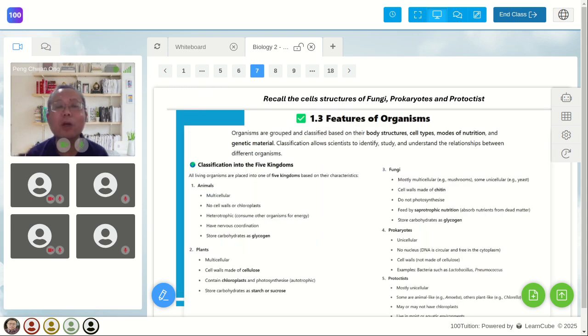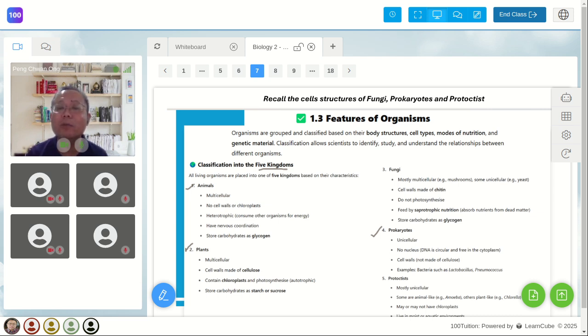Okay, let's recall what we learned in lesson 1, right? The features of the organisms, where they are classified into 5 kingdoms. I only want us to focus on the cell structures, right? So we are quite familiar with the animal. Just now we went through in detail animals, plants, and the prokaryotes, right? And then now let's look at fungus or fungi.